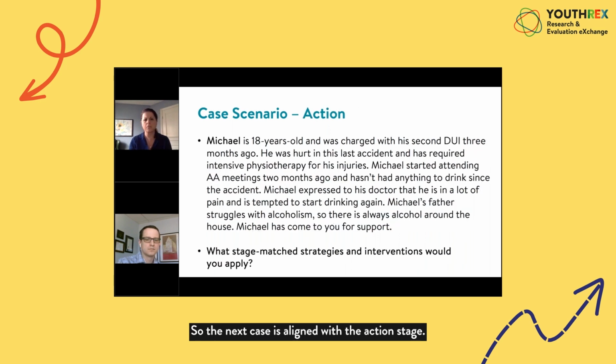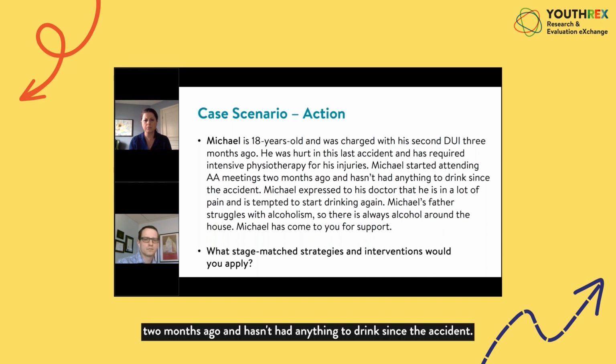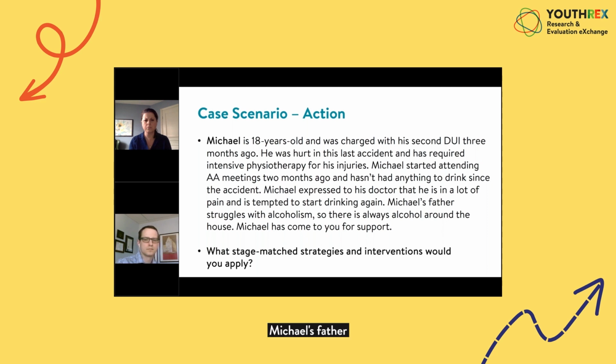So the next case is aligned with the action stage. Michael is 18 years old and was charged with his second DUI 3 months ago. He was hurt in this last accident and he has required intensive physiotherapy for his injuries. Michael started attending AA meetings 2 months ago and hasn't had anything to drink since the accident. He expressed to his doctor that he is in a lot of pain and is tempted to start drinking again. Michael's father struggles with alcoholism, so there is always alcohol around the house. Michael has come to you for support.